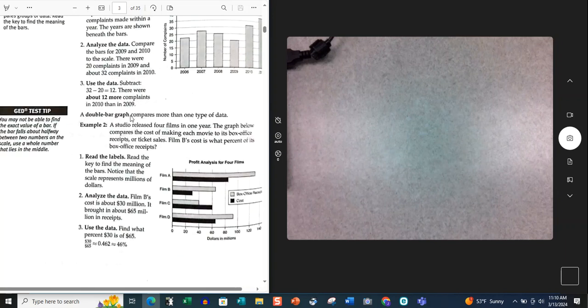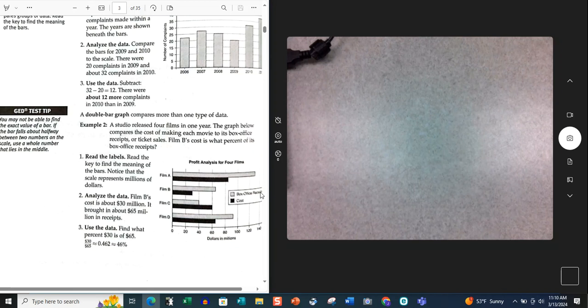A double bar graph compares more than one type of data. A studio released 4 films in 1 year. The graph below compares the cost of making each movie to its box office receipt or ticket sales. Film B's cost is what percent of its box office receipt? It says read the labels. Read the key to find the meaning of the bars. Notice that the scale represents millions of dollars.